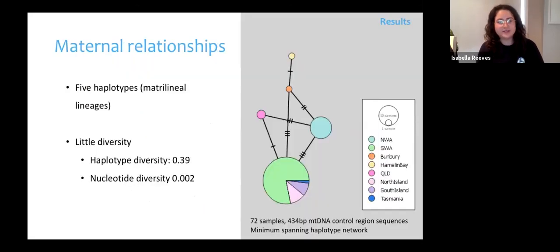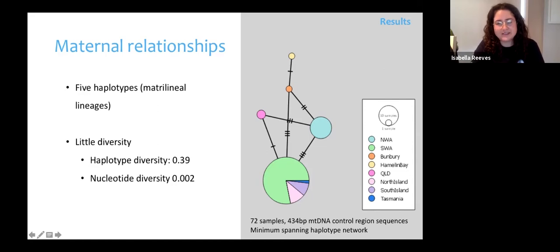So heading into our results, we sequenced 72 samples in total for the mitochondrial control region sequences. And we displayed this using a minimum spanning haplotype network. To understand this haplotype network, you just need to know that every circle represents a haplotype, and a haplotype in this case is essentially just a maternal lineage.